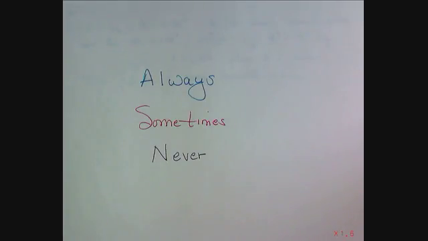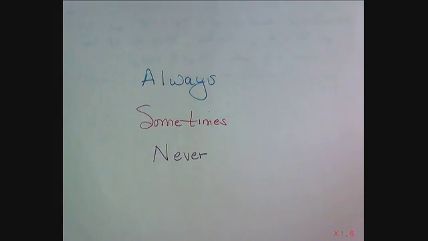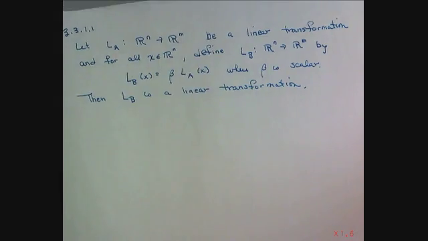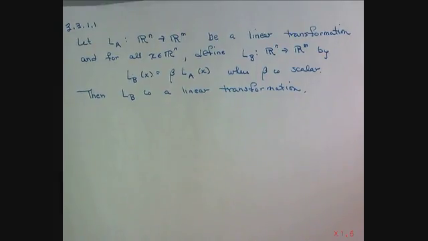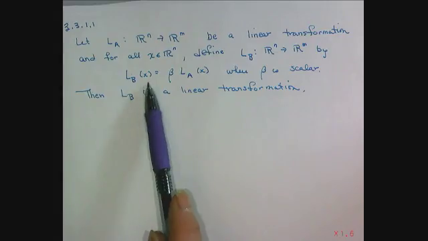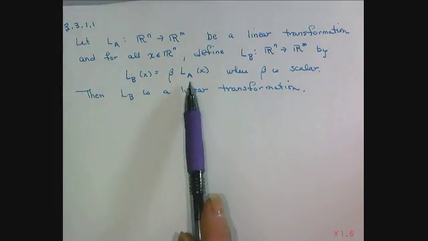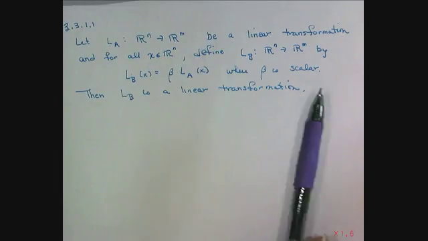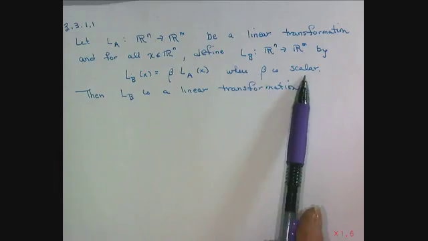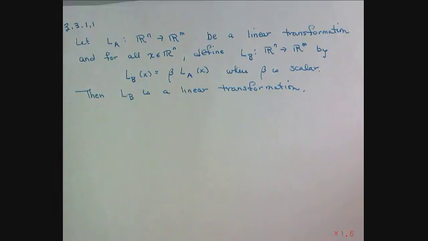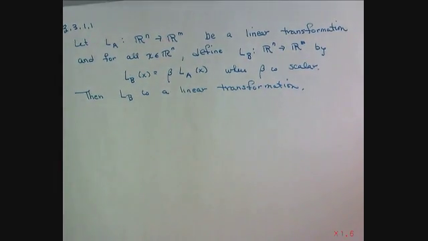We have another always, sometimes, never question. So, 3.3.1.1: let L sub A be a linear transformation from Rn to Rm, and define L sub B to be a function from Rn to Rm by L sub B of x is equal to beta times L sub A of x, where x is a vector from Rn and beta is a scalar. Then L sub B is a linear transformation. We want to decide whether this is always, sometimes, or never true.